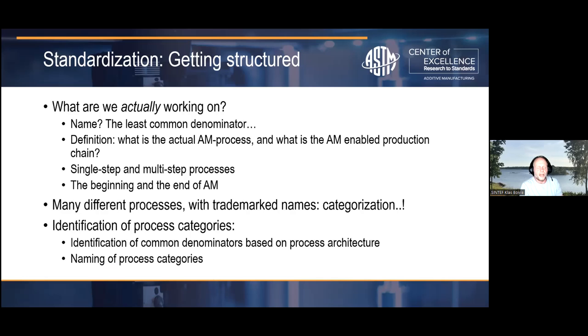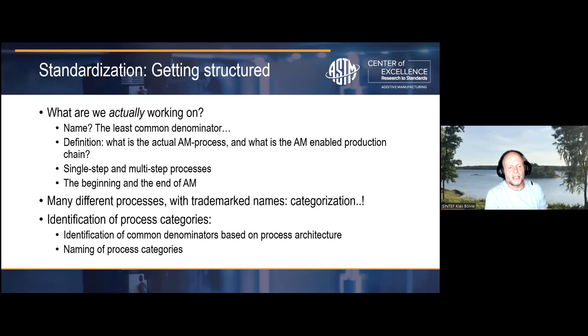And then they have the issue of, is AM what's going on just in the AM machine, or is it a little bit more? Does it go beyond that? So basically, we need to specify and make a definition of the beginning and the end of the AM process.